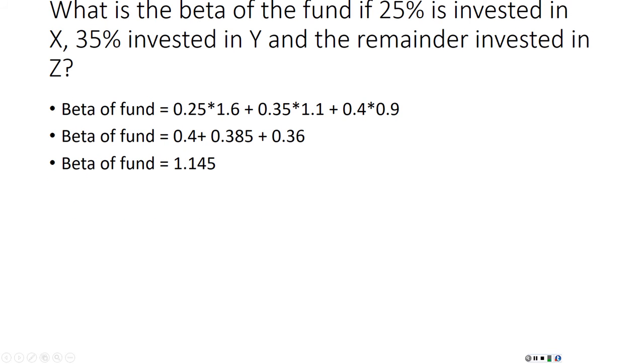What is the beta of the fund? 25% is invested in X, 35% invested in Y, and the remainder invested in Z. Well, the beta of the fund will be equal to 0.25, or 25%, times the beta of stock X, which is 1.6, plus 35% times the beta of stock Y, which is 1.1, plus 40% times 0.9, the beta of stock Z. So the beta of such a fund would be 1.145.